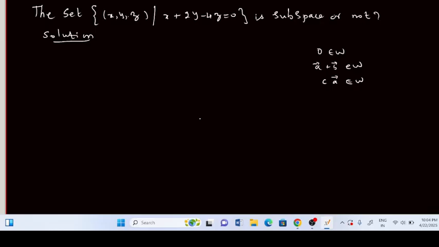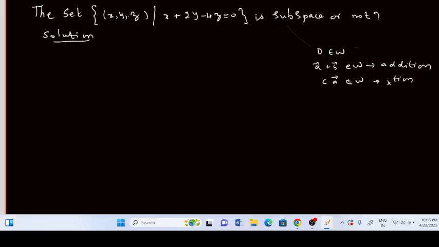So the subspace definition is it should be non-empty, that is nothing but 0 belongs to W. If we add two vectors, it should be closed under addition, and scalar multiplication with the vector belongs to W. The second one is the addition property and the third one is the scalar multiplication property.